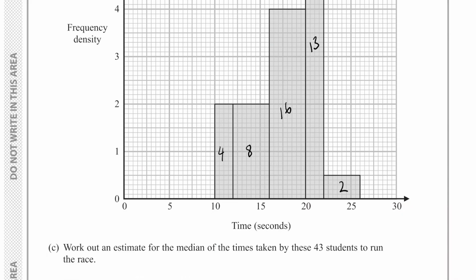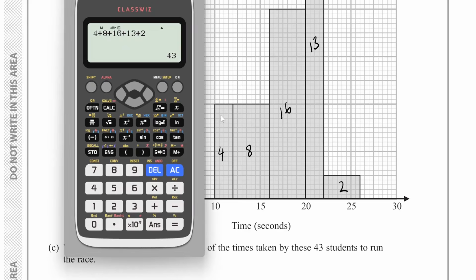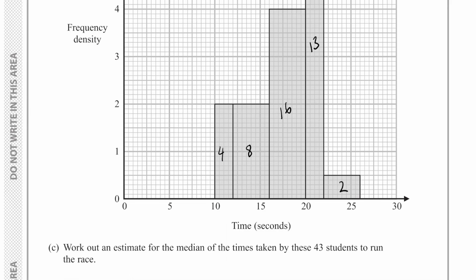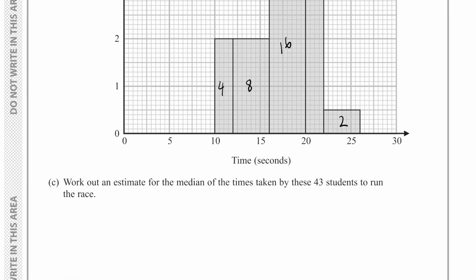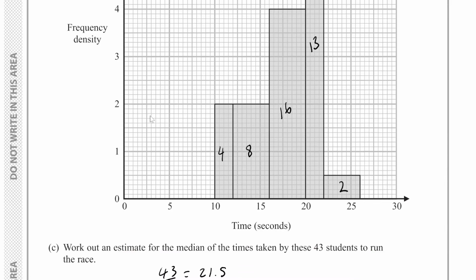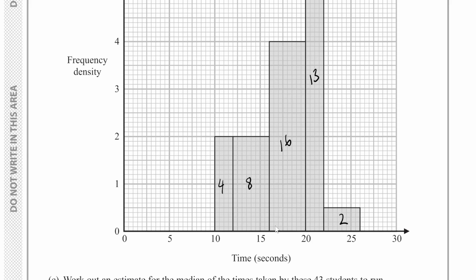So we're looking to half 43. Half of 43 is 21.5. So 43 over 2 is 21.5. So where is that? We're looking for the 21.5th student. So we've got 4 in the first box, then 8, so 12 up to there.